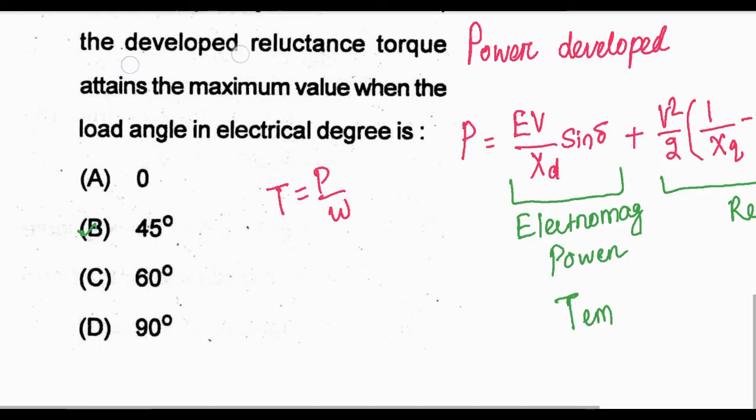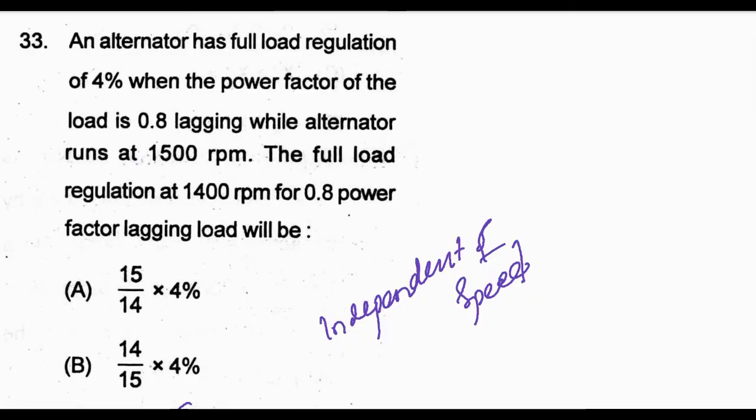Next question, question number 33. An alternator has full load regulation of 4% when the power factor load is 0.8 lagging while the alternator runs at 1500 rpm. The full load regulation at 1400 rpm of 0.8 power factor lagging load will be.